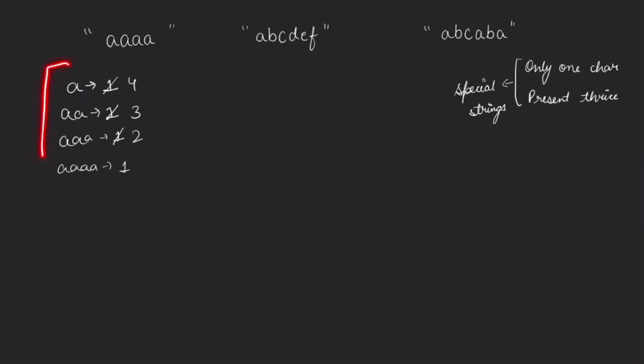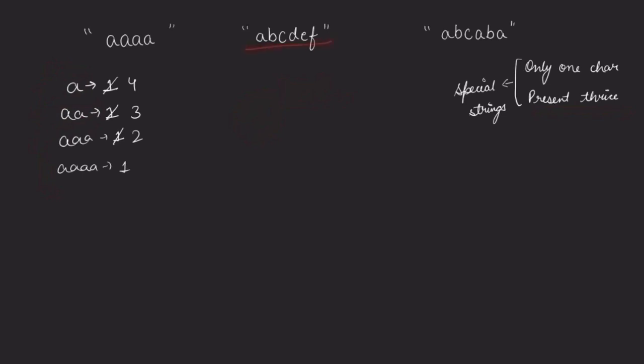Now, out of these, which are the substrings that are present thrice? That means where the count is greater than or equal to 3. So it is double A and single A. Now you need to find the one which has larger length, because we need to find the longest special substring. So here double A has length 2 and single A has length 1. So this is what we will return: the length of that longest special substring will be 2, and 2 will be returned as our answer.